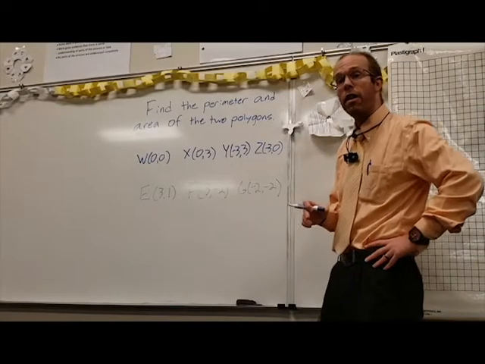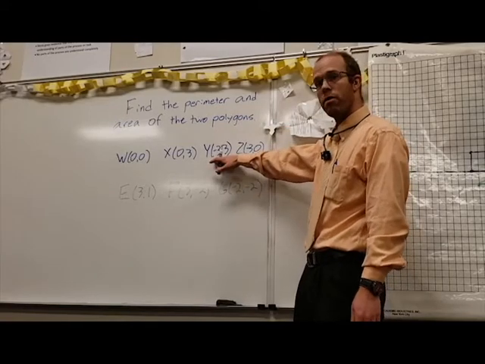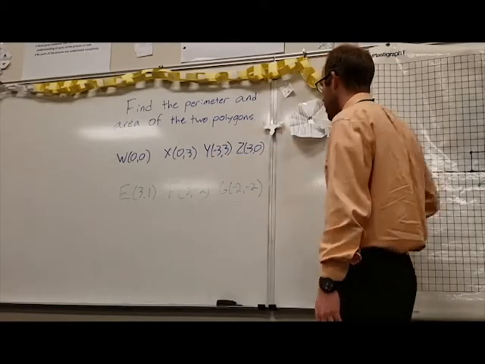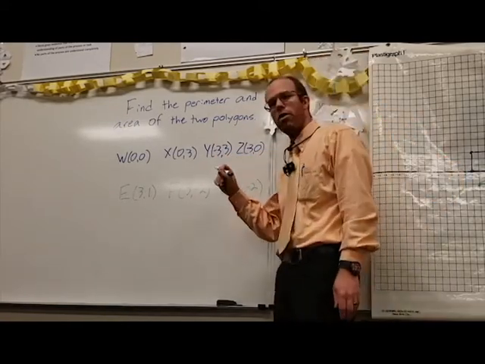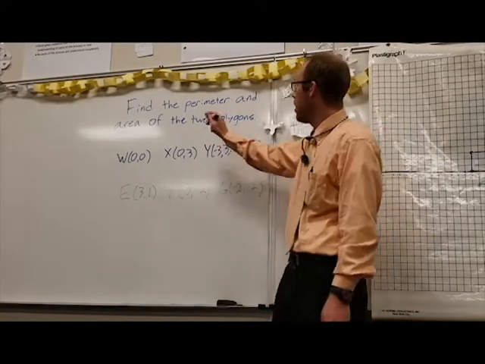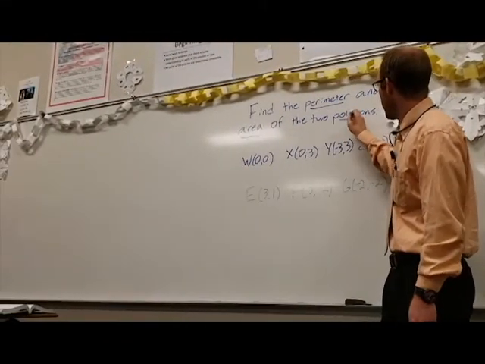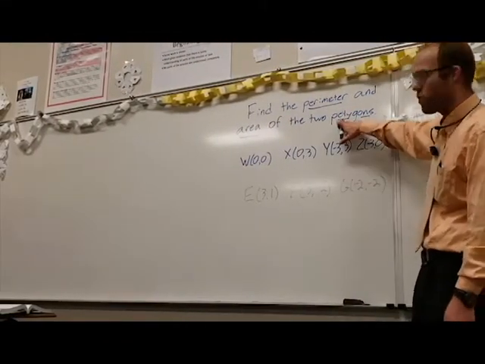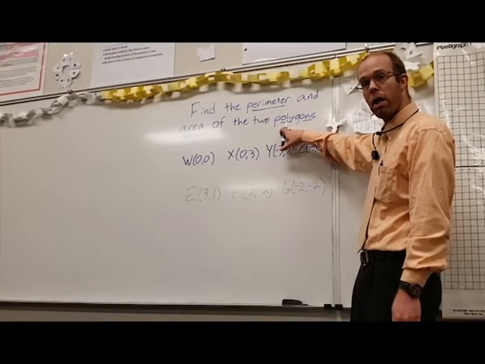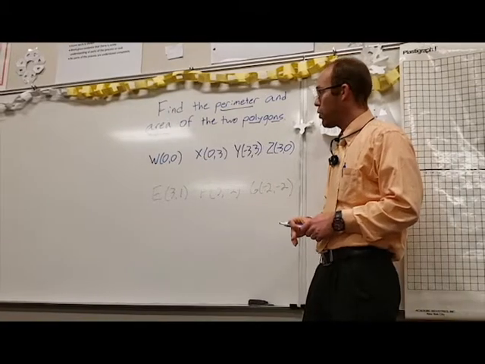Today we talk about finding the perimeter and area of two polygons. Their vertices are given below. I've drawn these on a graph which we'll go to in just a moment, but we've got a few vocab words that we need to talk about first. Perimeter, area, and polygon we will define. First we're going to start with polygon. Now a polygon is simply a shape that is made up of straight sides.